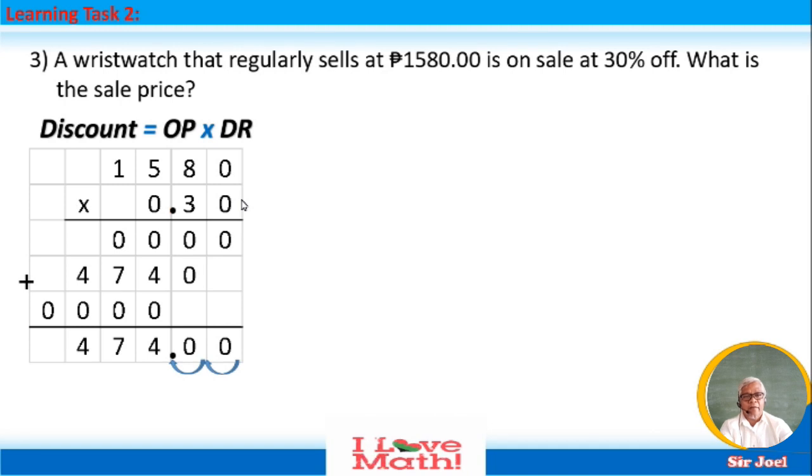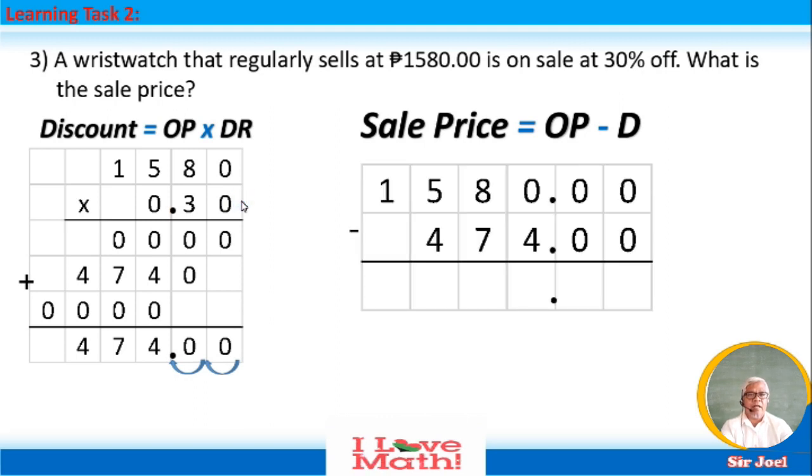Okay? Now, anong kasunod? From the sale price, which of course is equivalent to original price minus the discount, i-compute natin. Anong mangyayari? 1,580 pesos minus 474 pesos. Na alam kong kaya niyo itong isolve. So, yun ang sagot sa ating problem number 3.